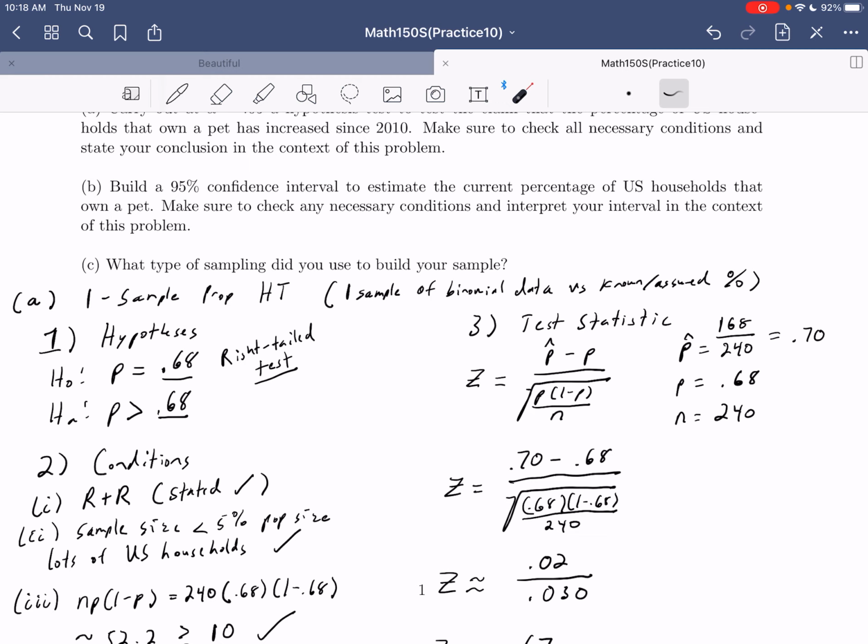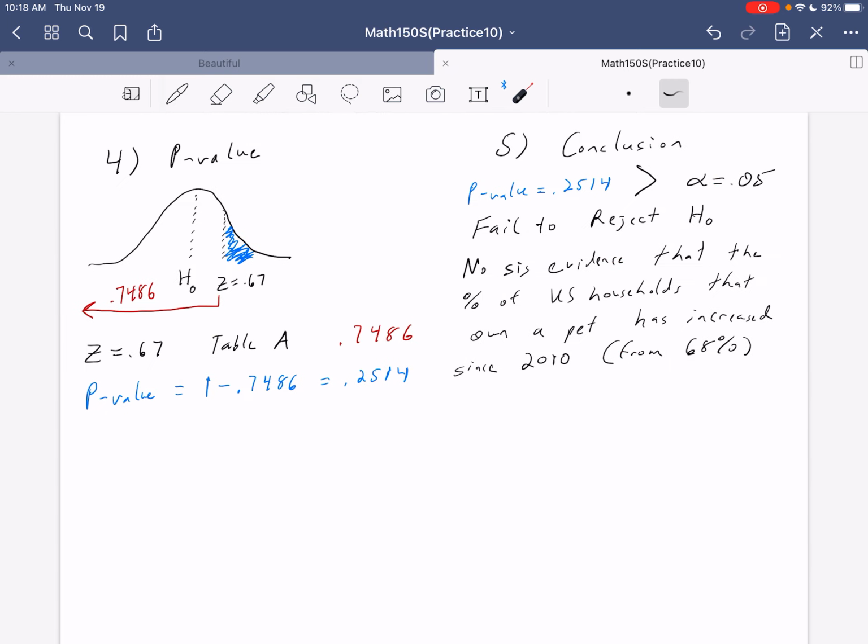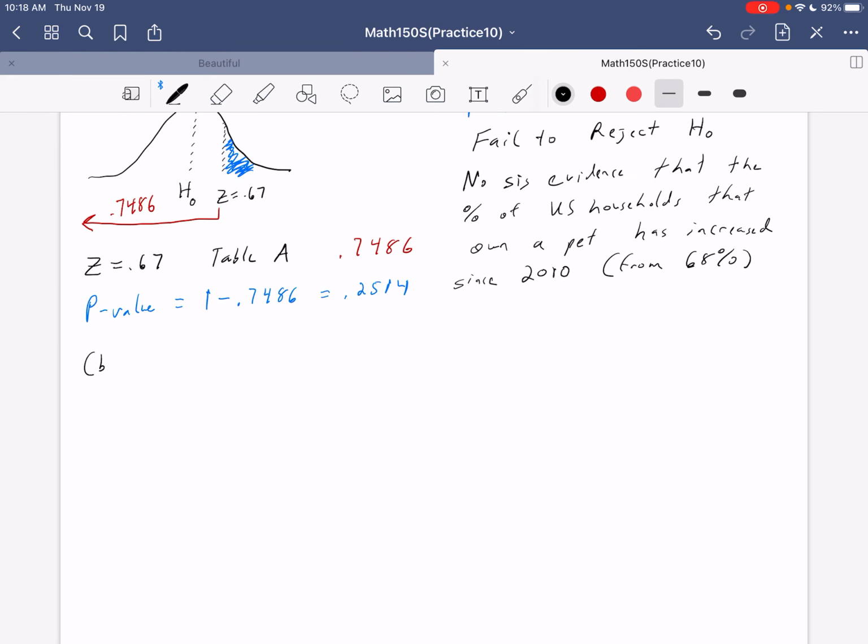All right, now we're ready to move on to part B, which is going to be building a 95% confidence interval for this. All right, so let's go ahead and do that. So this will be part B. We want to do a 95% confidence interval for the percentage of U.S. households with a pet. Okay, so for confidence intervals, remember we have two steps.